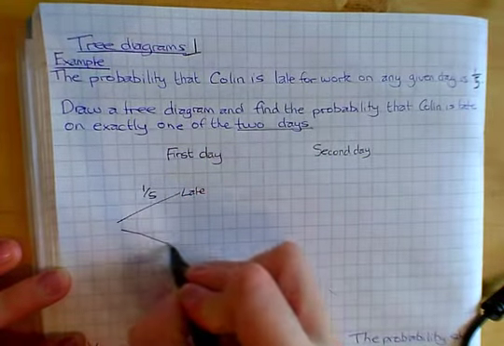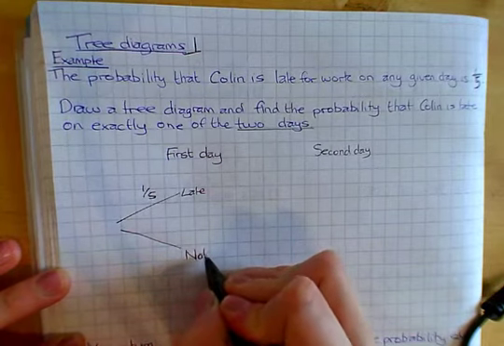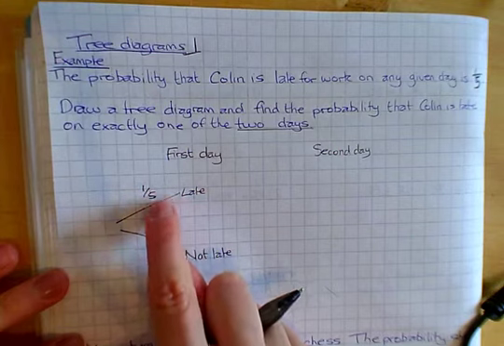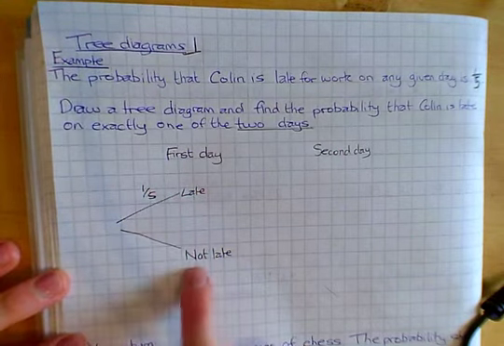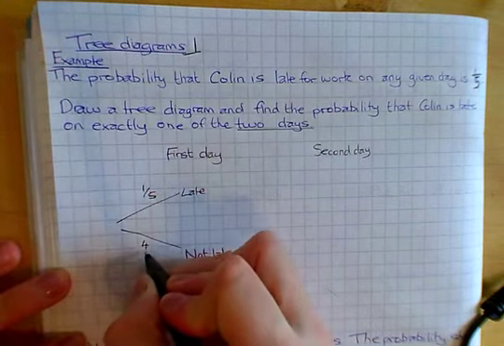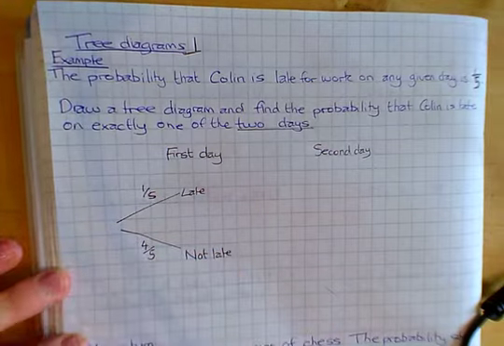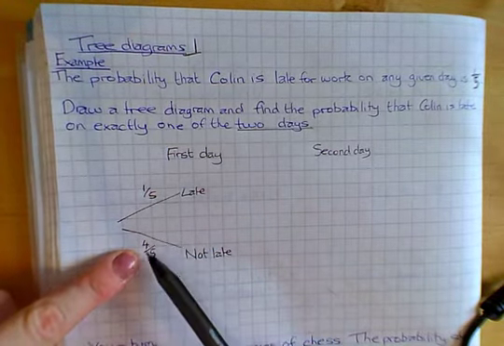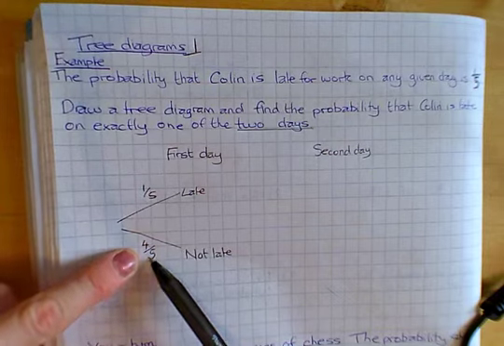So he's either late or he's not late. There are only 2 options. So late or not late. The probability that he's late is 1/5. The probability that he is not late is 4/5. And so we would determine this by doing 1 take away a fifth, which is 4/5.